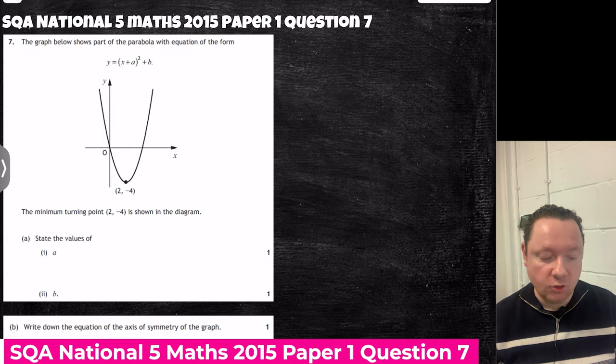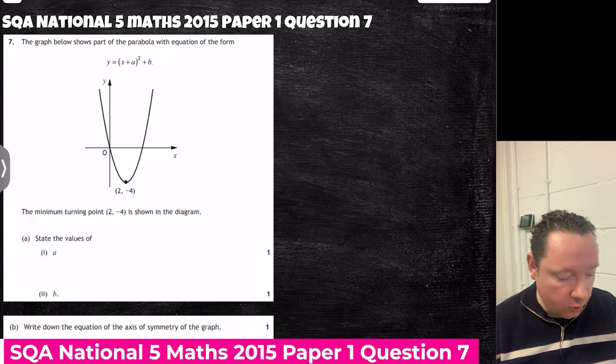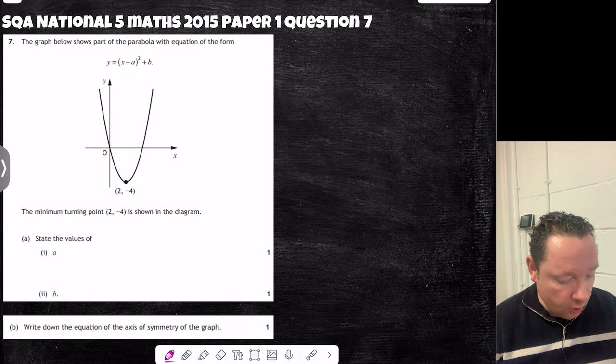The graph below shows part of a parabola with equation y equals (x plus a) squared plus b, so in completed square form. The minimum turning point (2, minus 4) is shown. Find the values of a and b. So let's do a little bit of working out.